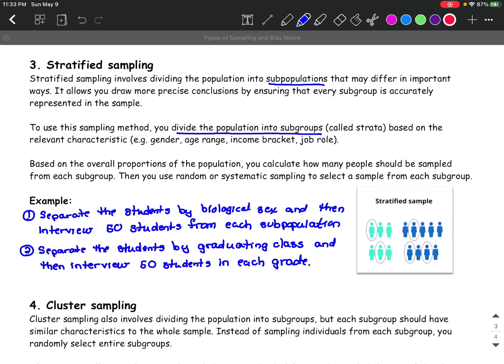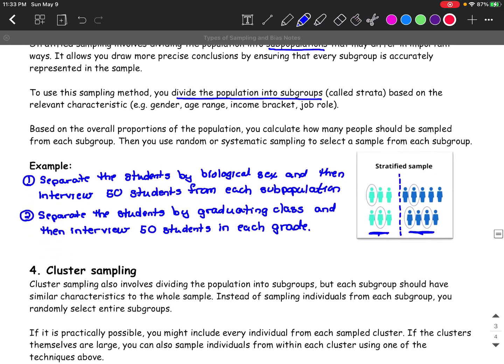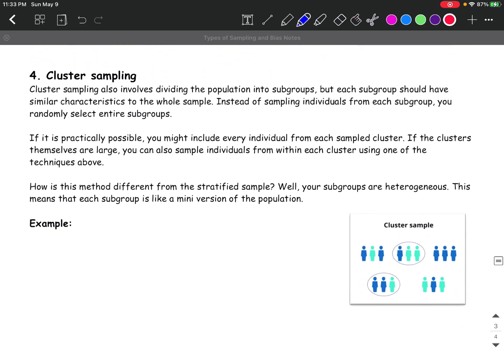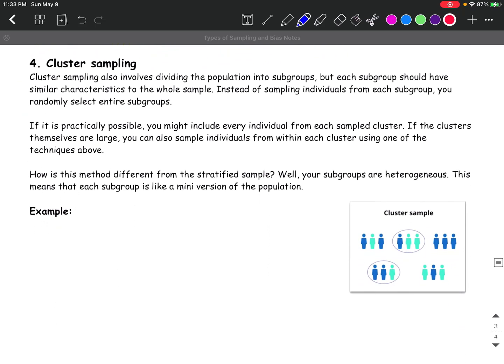So in stratified sampling, they're divided into groups where everybody in this group is the same and everybody in this group is the same by some characteristic. They're not all identical, but whatever common characteristic they have. And then you survey those groups. Now the next one is what we call cluster sampling.